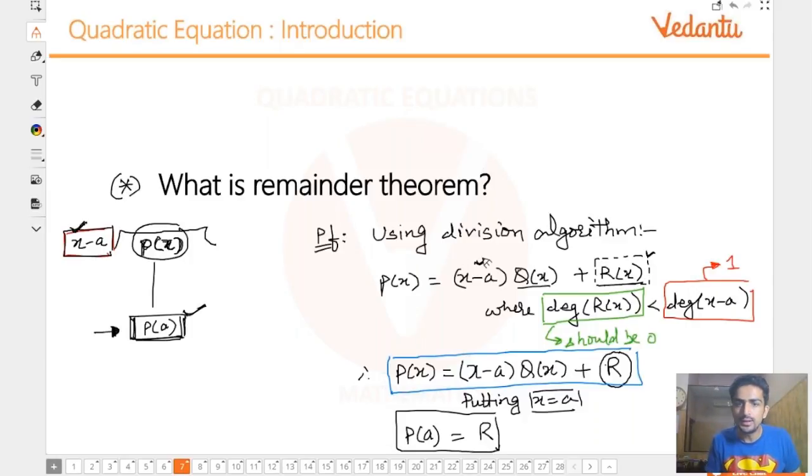So now, the degree of the divisor is 1. Now, the degree of the remainder has to be less than 1, so it can be 0 only. It cannot be anything else. Now if the degree of r of x is 0, it means it's a constant polynomial, a constant number. I denoted it by r. Rather than saying it r of x, I just called it r, a constant number.